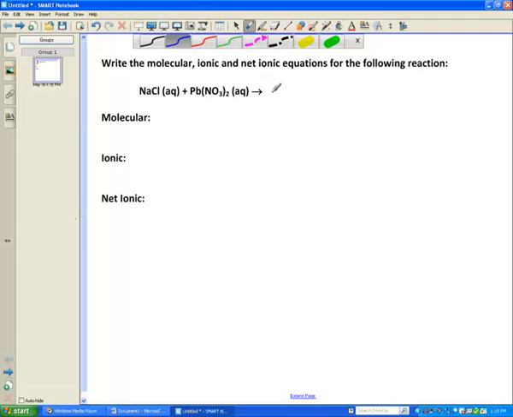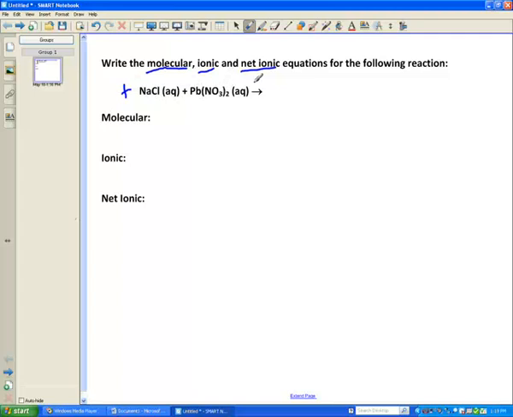Okay, so in this video we're going to talk a little bit about writing equations, in particular molecular, ionic and net ionic equations. And we're going to use as an example, let's say we have sodium chloride here. Sodium chloride dissolves in water, so that's aqueous, and then we have lead 2 nitrate here. Both of these are soluble salts according to the solubility rules.